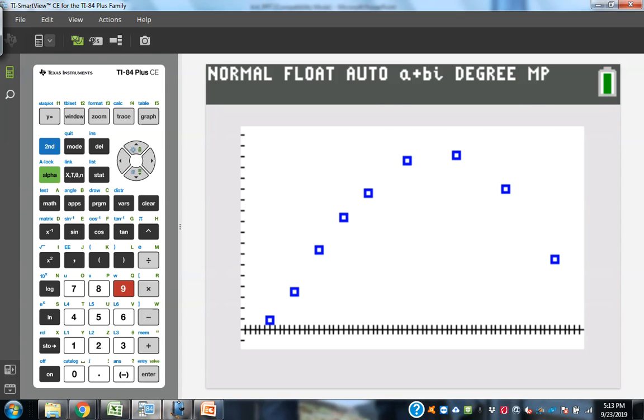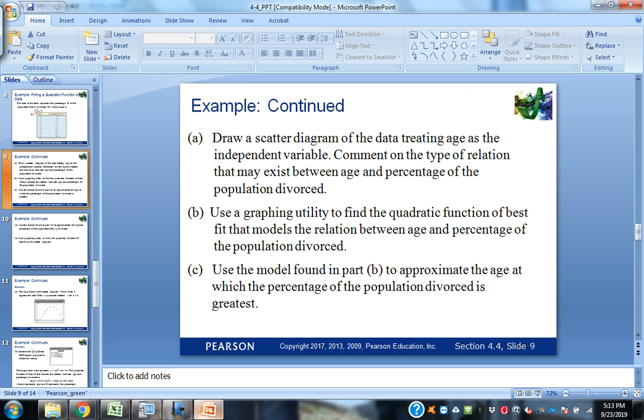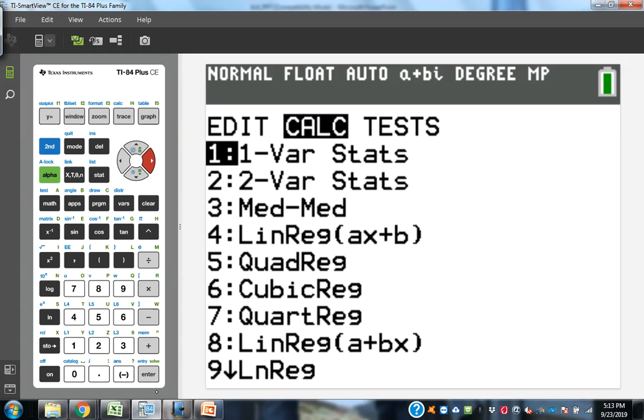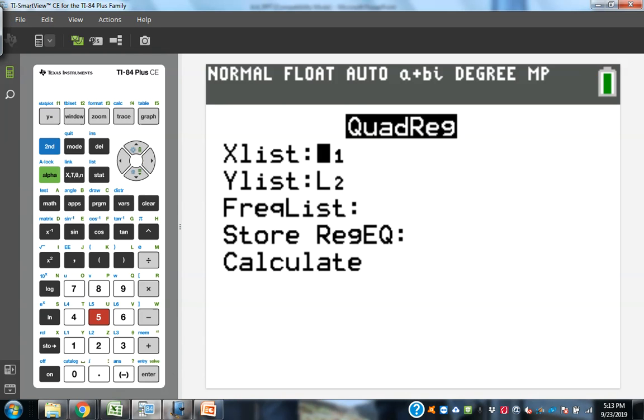So we did a scatter diagram with the calculator. Graph, find the quadratic function of best fit. So that's exactly what we want to do there. We want to hit stat, go to calculate, and do a quadratic regression of that. So number 5, option, list 1 is X, list 2 is Y, everything else needs to be blank.